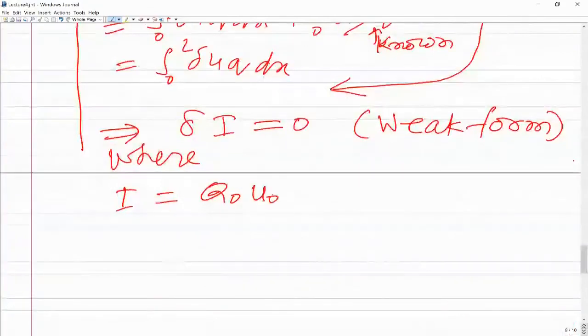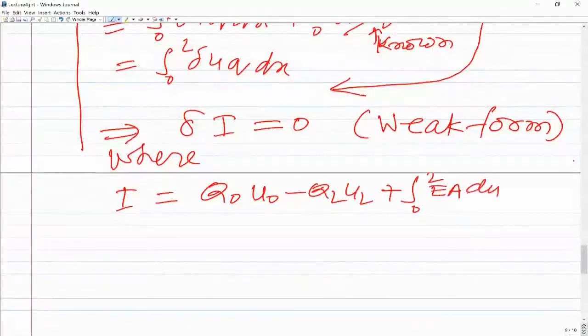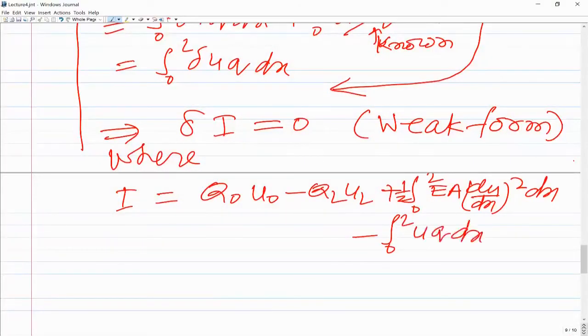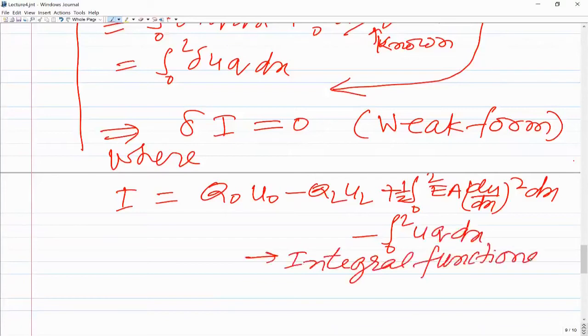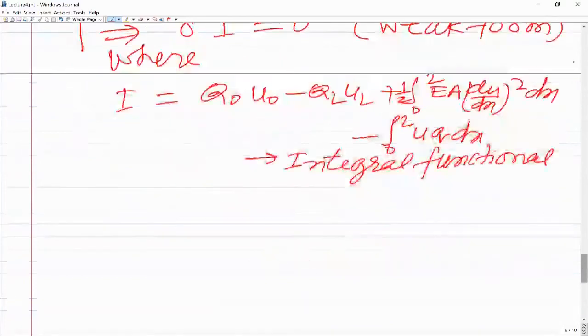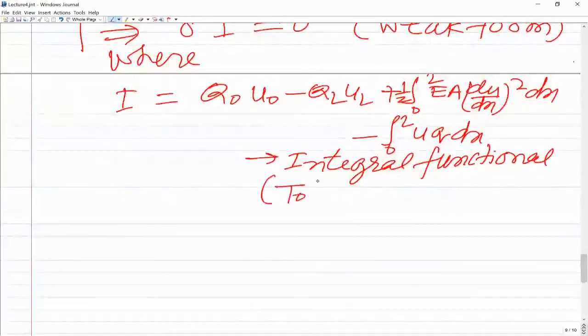So q naught into u naught minus ql into ul plus integral 0 to l EA into half, of course, half du by dx whole square dx, and minus integral 0 to l u q dx. So this is known as the integral functional. In solid mechanics, we also call it the total potential energy.